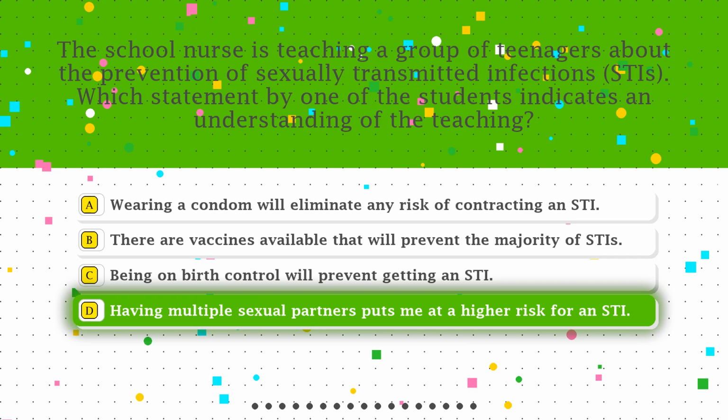The correct answer is option D. Having multiple sexual partners puts me at a higher risk for an STI.